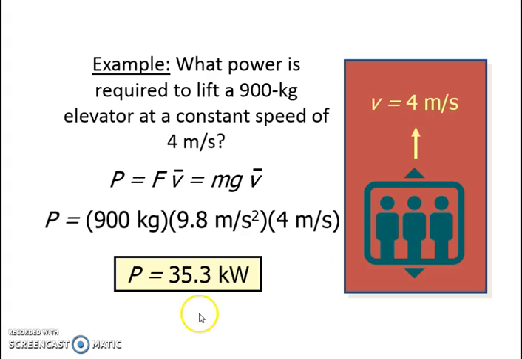Here's our example. We have a 900 kilogram elevator at a constant speed of 4 meters per second. So our mass is 900 kilograms. We multiply it times 9.8 times our velocity of 4, and get 35.3 kilowatts.